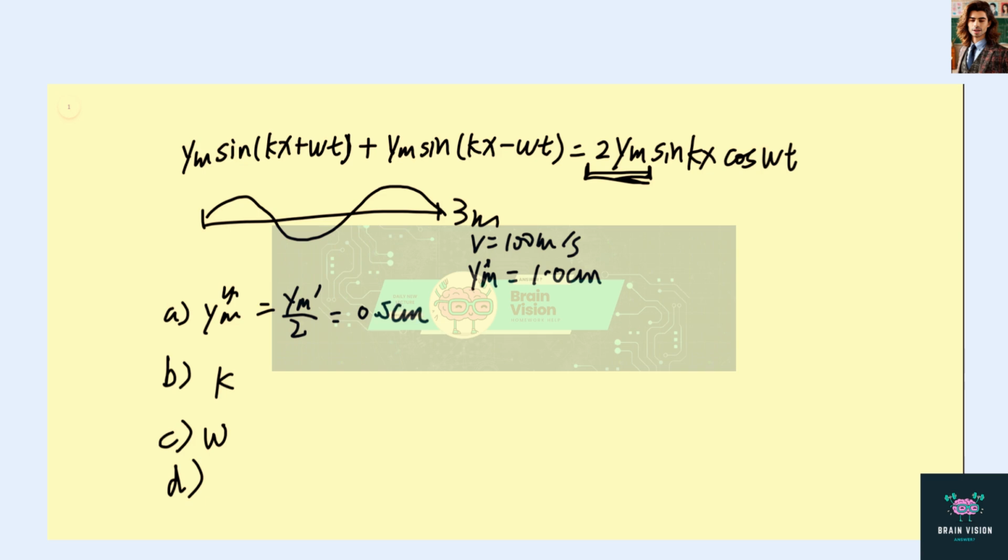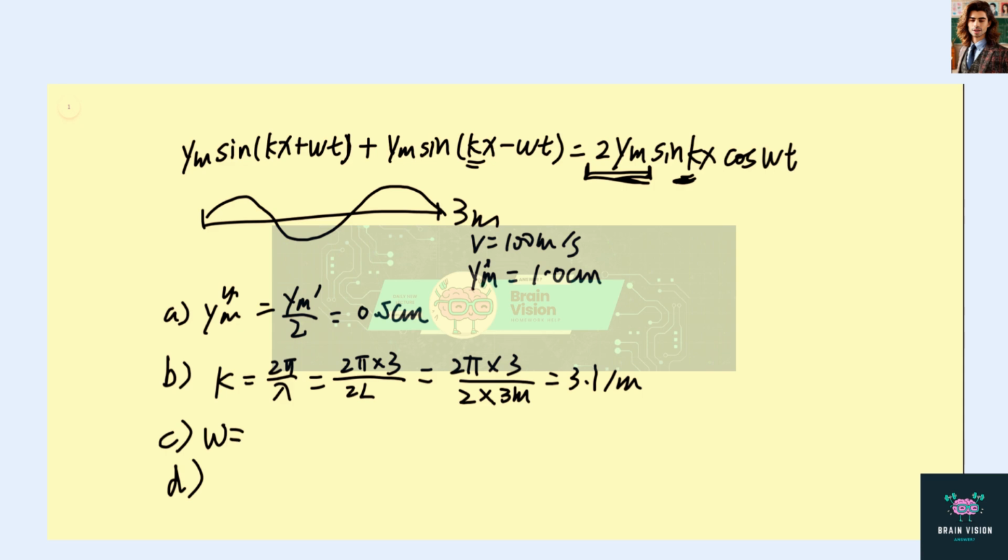What about k? Because the wavelength doesn't change, the wavelength of an individual wave is the same as the wavelength of the standing wave. k is 2 pi over lambda, and in the standing wave, lambda equals 2L over 3. So we have 2 pi times 3 over 2 times 3 meters, which is 3.1 per meter.